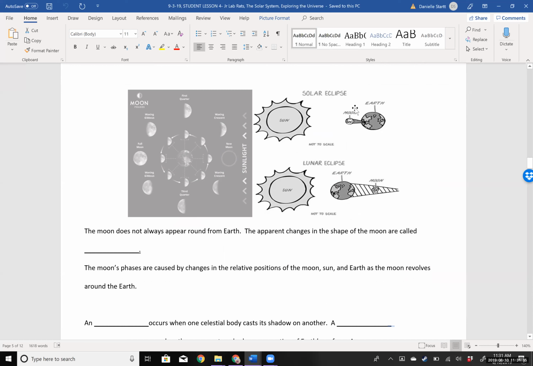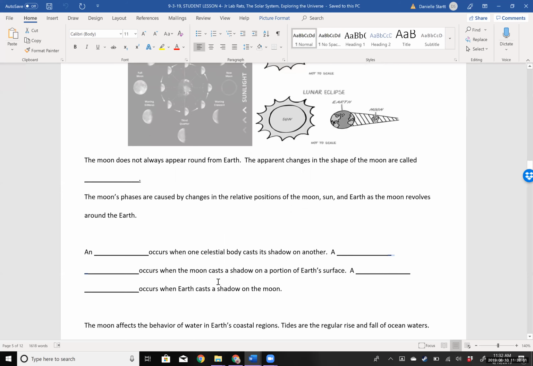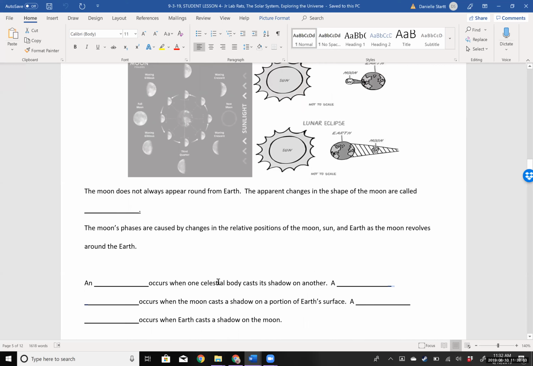And then here, it shows you a solar eclipse and a lunar eclipse. If you look at the solar eclipse, the sun is shining, it hits the moon, and the moon is casting a shadow on Earth. We had one 2 years ago. It was amazing. We were almost in totality here, and if you drove a little further north, you could get in totality, which we did, and it was incredible. Or you have a lunar eclipse when the sun is shining on the Earth, and the Earth casts a shadow on the moon. All right, so let's keep reading now that we've looked at those. The moon does not always appear round.